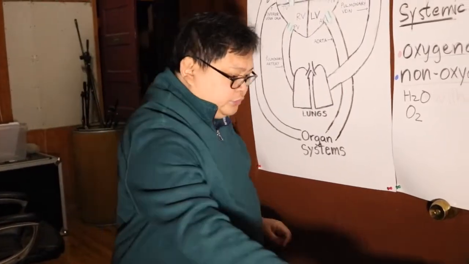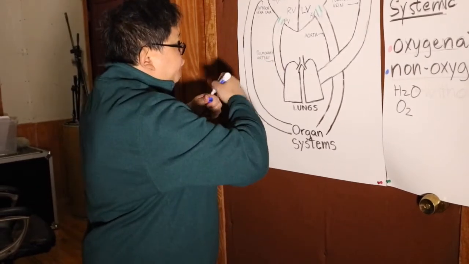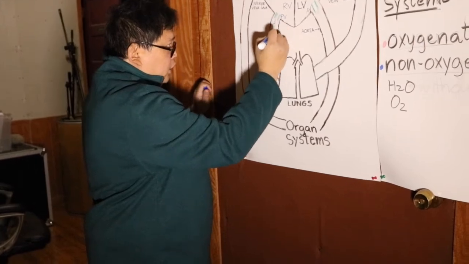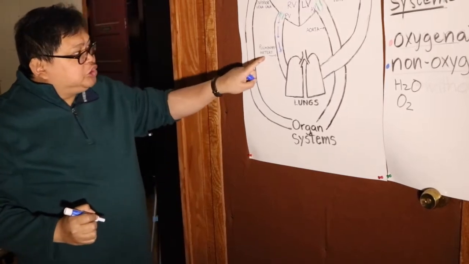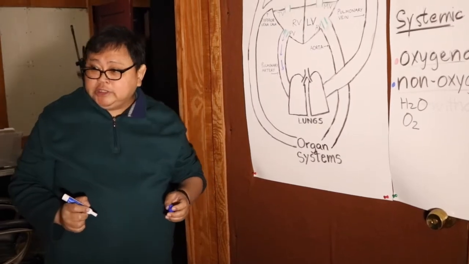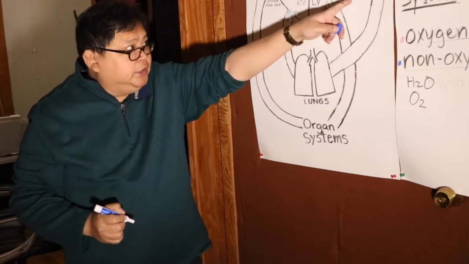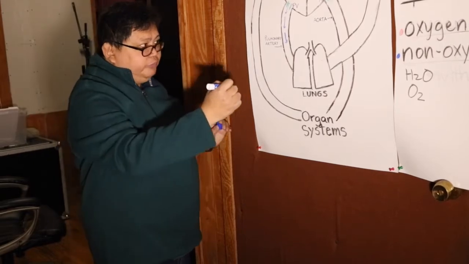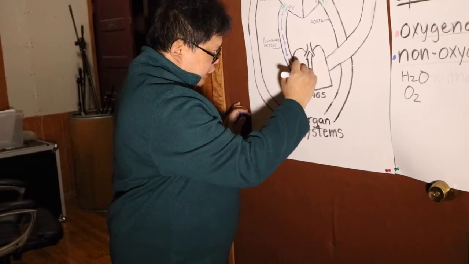Okay? So, the non-oxygenated blood will come from the right side of the heart, let's say from the right ventricle. It will pass through this valve here, and then it goes now to the pulmonary artery. And what is the definition of an artery again, as we learned the other day? An artery carries blood away from the heart, while a vein carries blood back to the heart. Okay, so from the pulmonary artery, the non-oxygenated blood will go to the lungs.